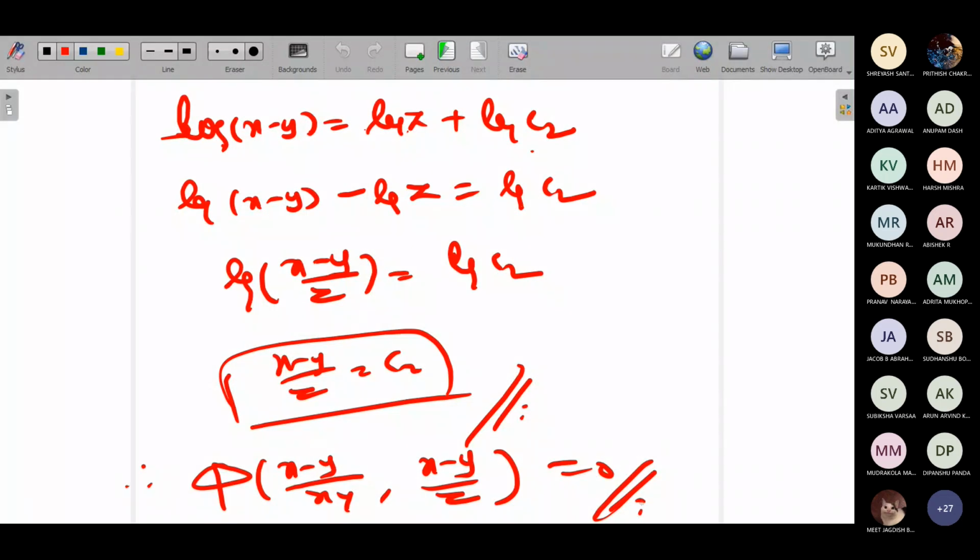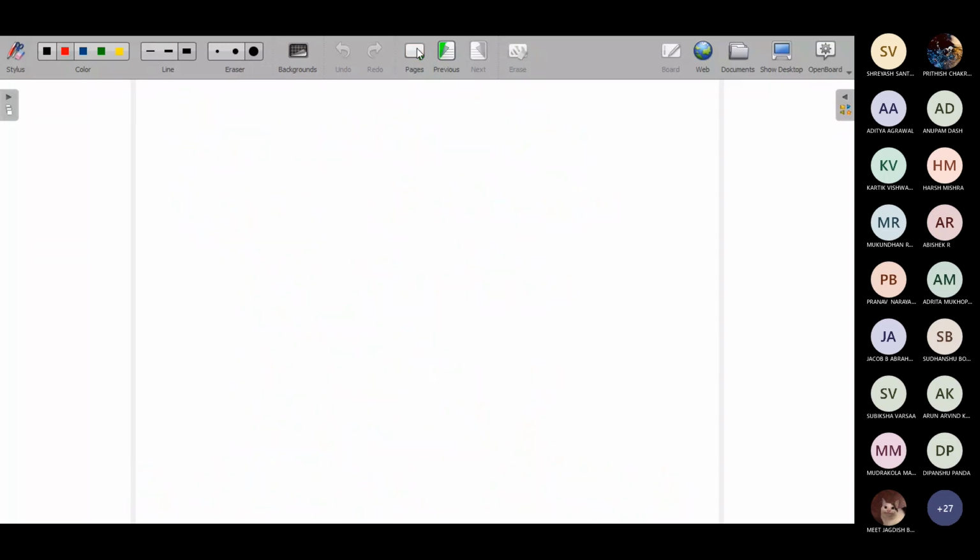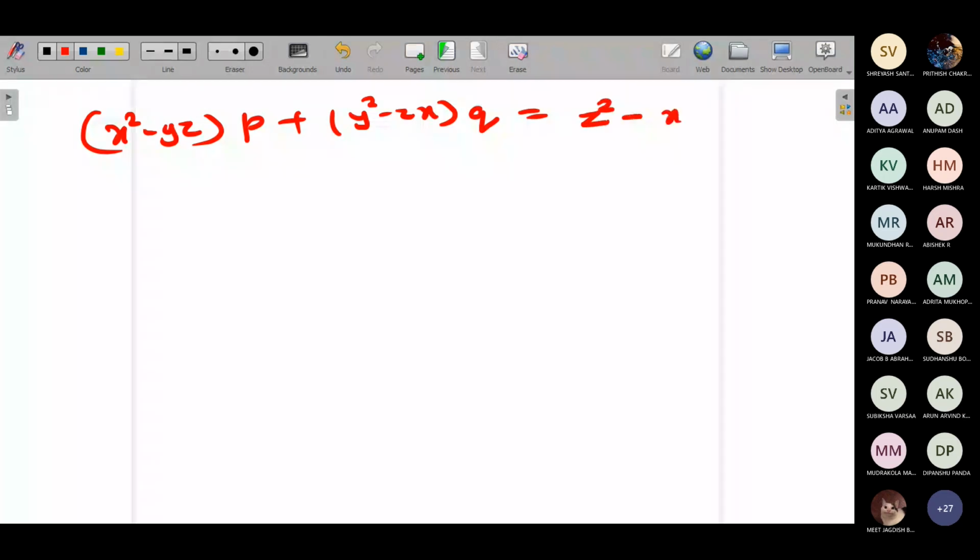I want you to try this. So with this, we'll wind up this class. Solve (x square minus yz) into p plus (y square minus zx) into q is equal to z square minus xy.